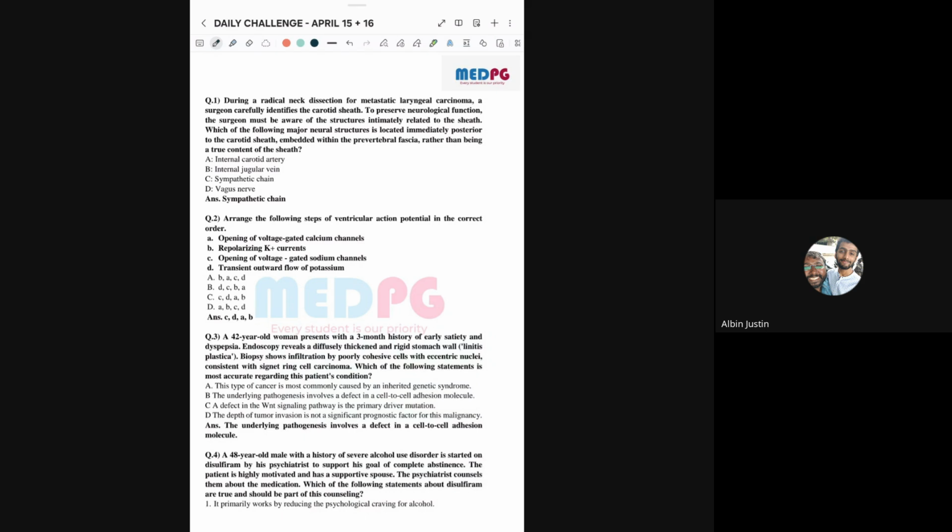Okay. So first question is: during a radical neck dissection for metastatic laryngeal carcinoma, a surgeon carefully identifies the carotid sheath to preserve neurological function. The surgeon must be aware of the structures intimately related. Which of the following is located immediately posterior to the carotid sheath, embedded within the prevertebral fascia, rather than being a true content? So we are asking what is a content, what is not a content of the carotid sheath per se, but it passes just posterior. So what will be the answer?